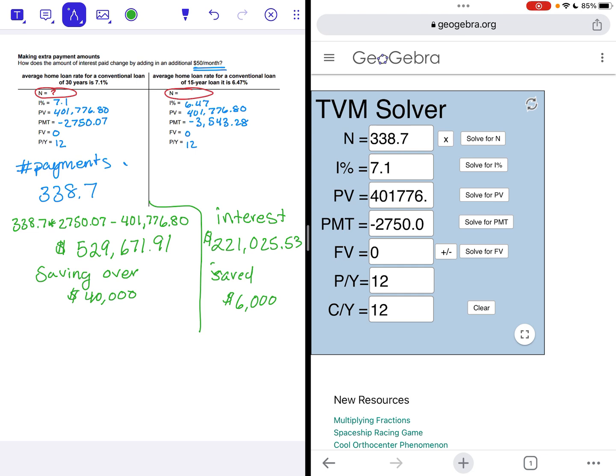So hopefully you have a sense of how we can use our TVM solver to deal with some mortgage calculations and looking at sort of a big picture of getting an idea about borrowing money and what we could think about when taking out some loans.